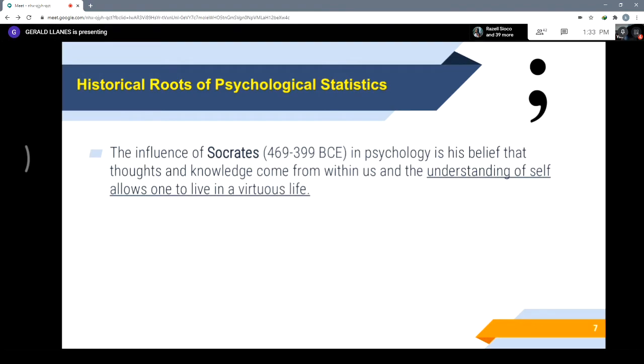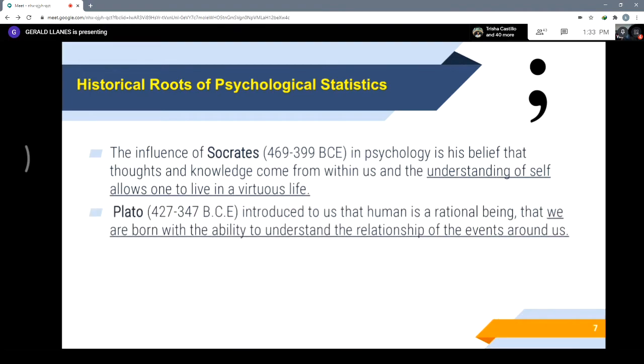So everything should start from understanding yourself first, because living a virtuous life is also living with understanding of other people. How can you understand other people without understanding yourself first? So that's the idea of Socrates.